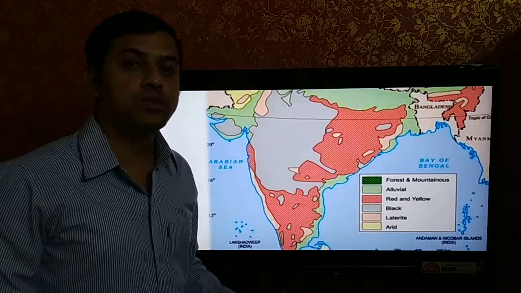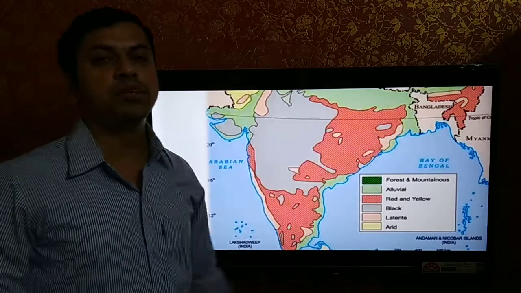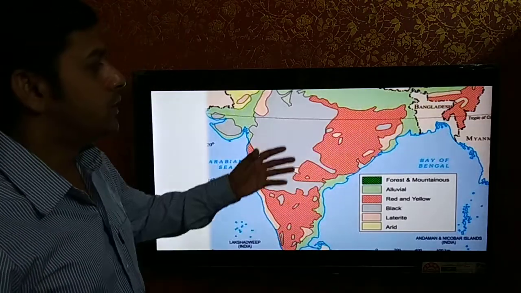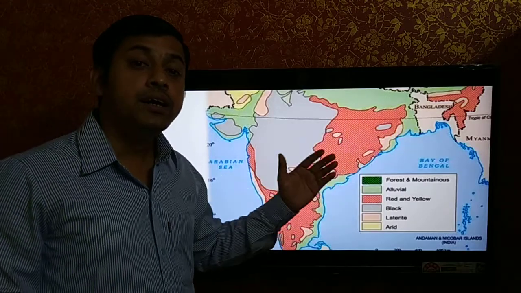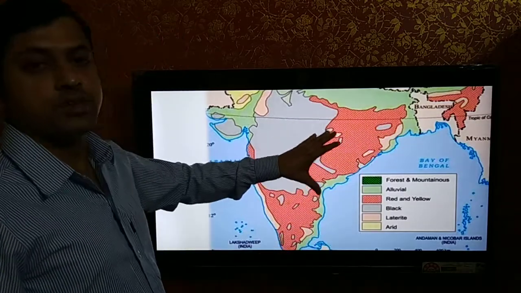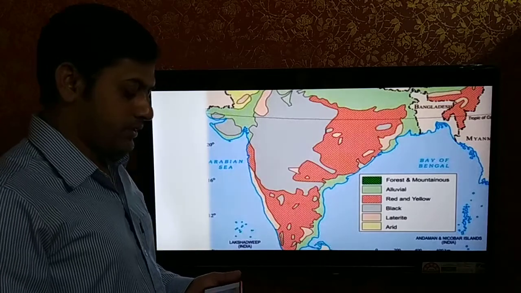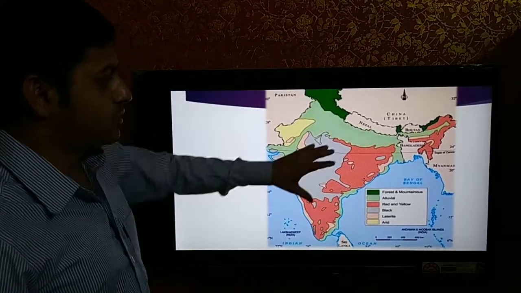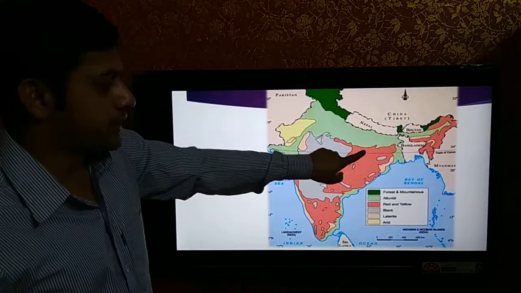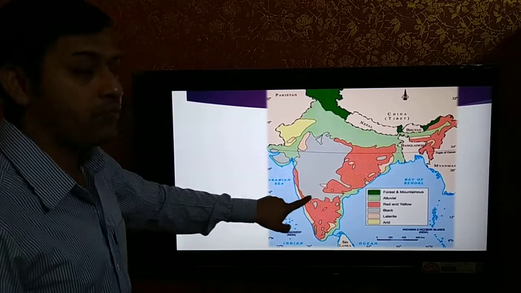In West Bengal also, in the western part, in a few districts like Purulia and Bankura, you can find red soil. So it is also an important soil of our country. Whichever of these states you mark, you can mark it as red soil. These are the areas of red soil.